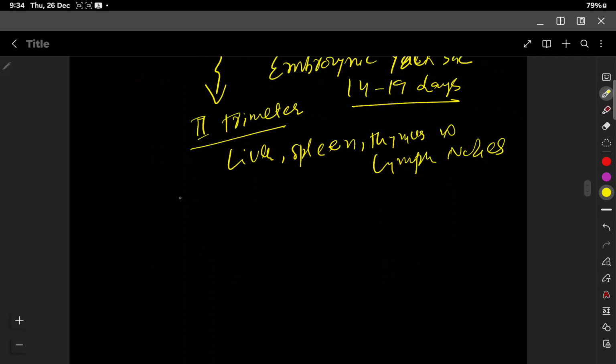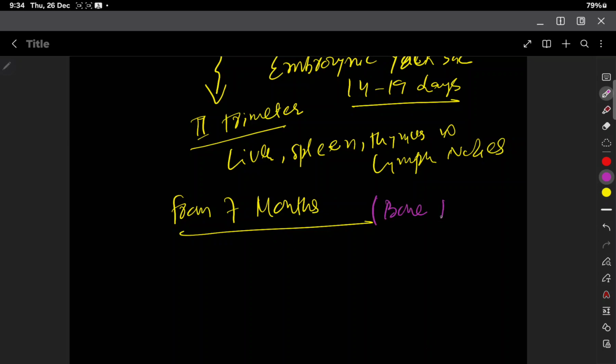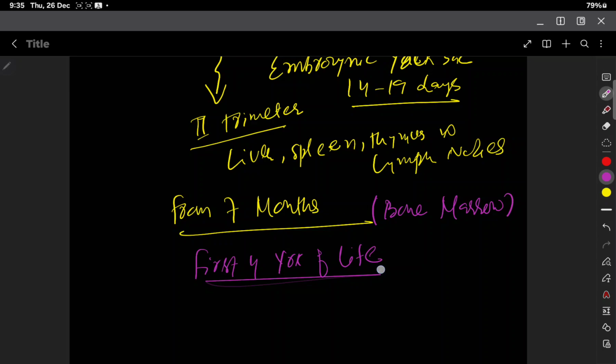Then from 7 months, what happens? Bone marrow takes over, because then there is development of the bone marrow. The process which we discussed above was from the bone marrow. From 7 months bone marrow takes over and continues to be the predominant site in adults. In the first few years of life, when the baby is born, almost all marrow cavities contain hematopoietic tissue called red bone marrow. There is no yellow bone marrow in the first 4 years of life; all the cellular production occurs in red bone marrow.